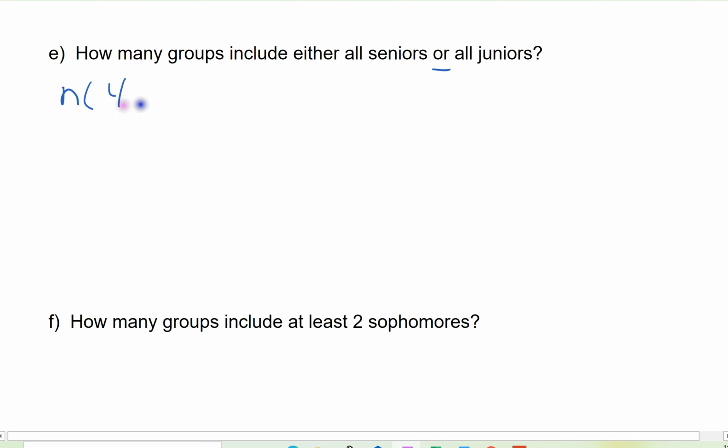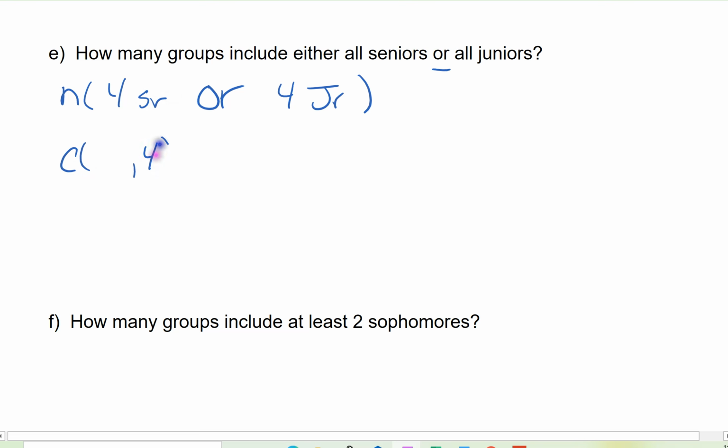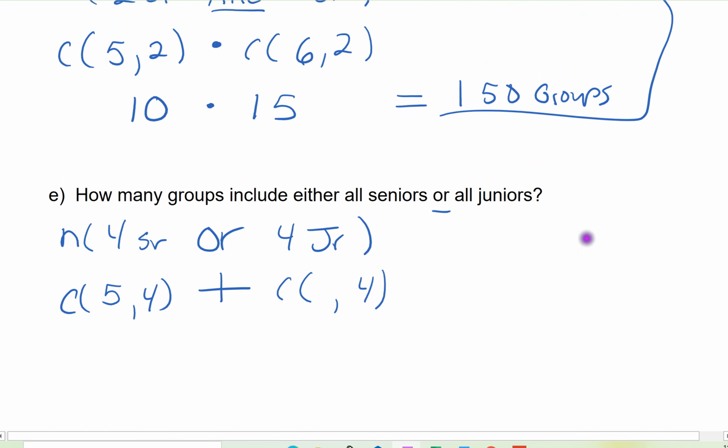Alright, so number of ways to get 4 seniors in my group, or number of ways to get 4 juniors in my group. So these are 2 separate outcomes. That's why I separated by the word or. Remember, when we separate with the word or, we use addition. So the first one is I'm selecting 4 seniors out of all of my seniors, right? And so it's the combination, I pick 4 seniors out of 5. There were 5 seniors to choose from. Or, so we add, I'm picking 4 juniors out of all of my juniors, which were, I've forgotten, 6.